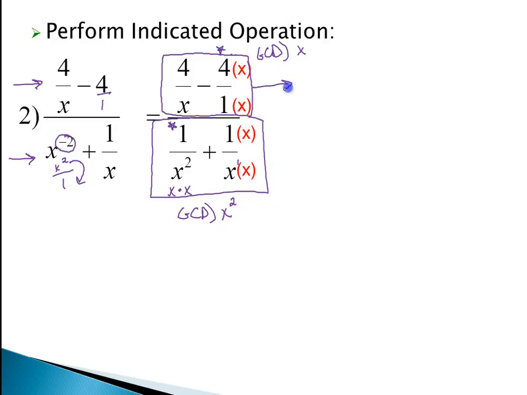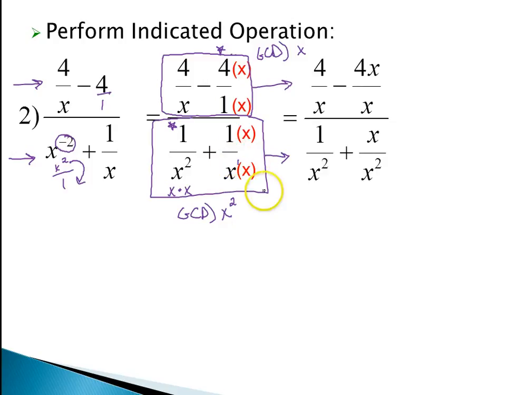Okay, again, we're going to continue dealing with the top by itself, dealing with the bottom by itself. So what do we have up here? We have 4 over x minus, this is now what? This is now 4x over x. On the bottom, we have 1 over x squared, and this one over here is now 1x over x squared.